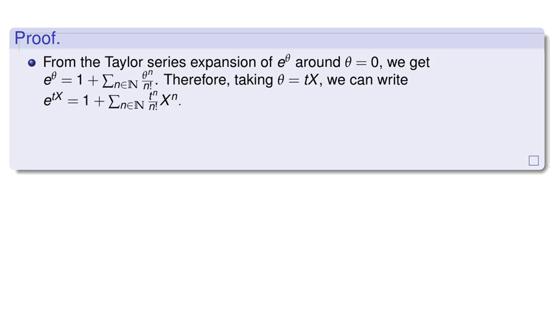The proof starts with the Taylor series expansion of e^theta around 0, which is e^theta = 1 + the sum from n equals 1 to infinity of theta^n over n factorial. Now substitute theta equals t times X. This gives us e^(tX) = 1 + the sum from n equals 1 to infinity of t^n over n factorial times X^n.